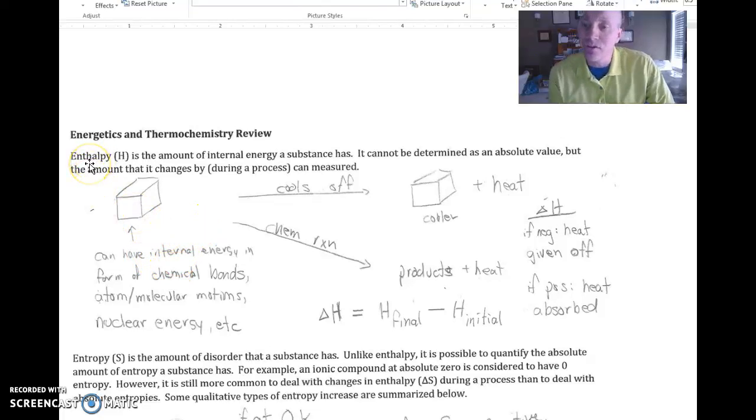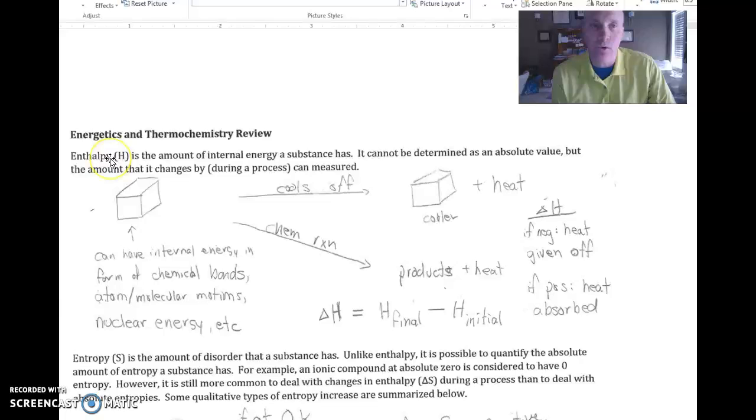All right, so first of all, there's two very important terms in energetics and thermochemistry. Those are enthalpy and entropy, and they both sound kind of alike. First of all, enthalpy, which is abbreviated with a capital H, is the amount of internal energy that a substance has. And there's a couple different forms that enthalpy generally can take.